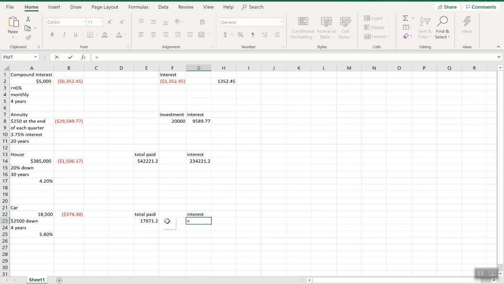And then to get the interest, I say equals 17,971.2 minus, remember when you're subtracting, you do 16,000, which is the amount you financed. So you paid $1,971.20. Yes, the car looks better. The car costs less. You finance it over a short amount of time. The house costs more. You finance a longer amount of time. I know this interest is overwhelming and seems too big. Completely accurate.